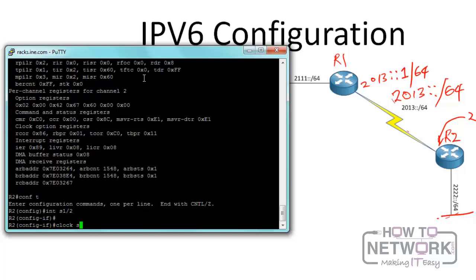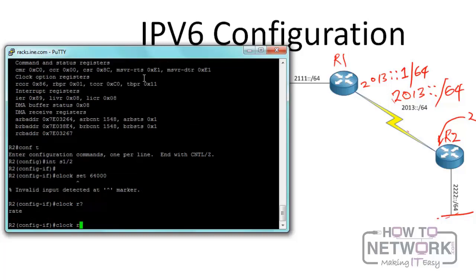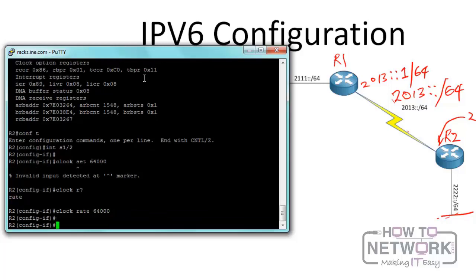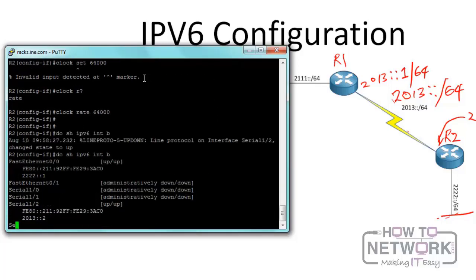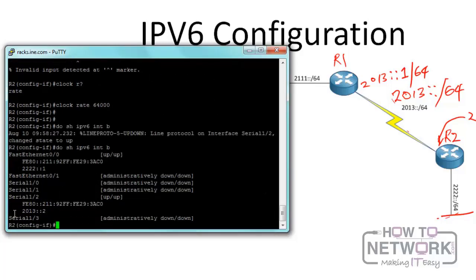And we're going to say clock rate 64000. The command is clock rate, not clock set. Clock set is what you use to set the time on the router. So clock rate 64000. If we now do show IPv6 interface brief, we can see that it's up.